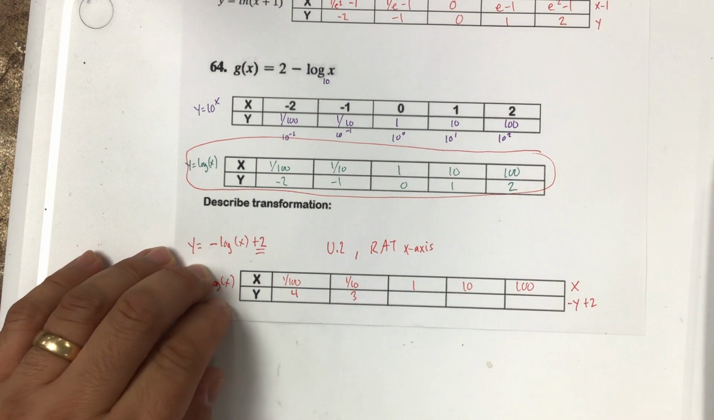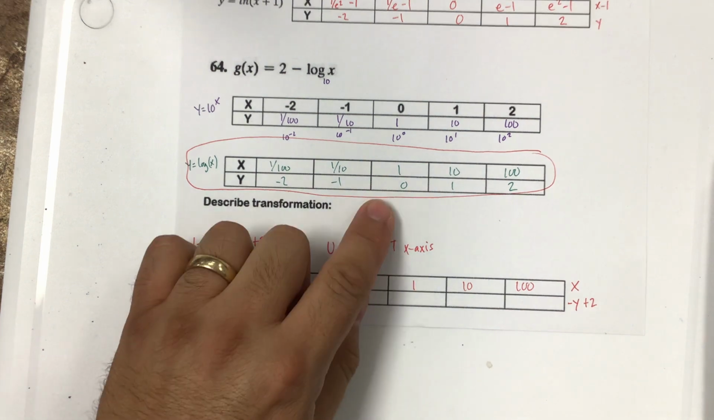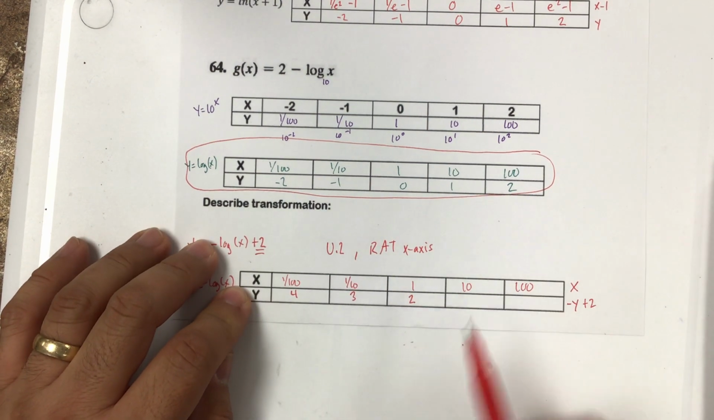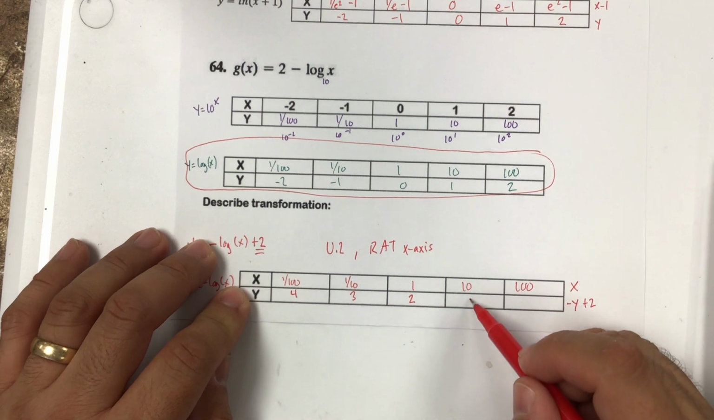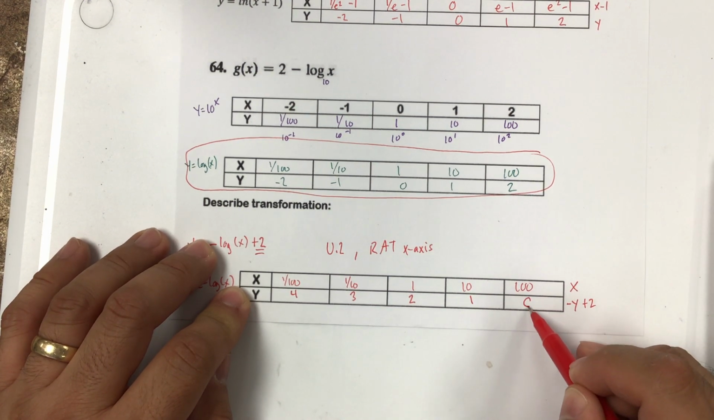And hopefully at this point you start seeing the pattern. What's the next one? Negative 0 plus 2 is 2. Look at the pattern. 4, 3, 2. What comes next? 1 and 0.